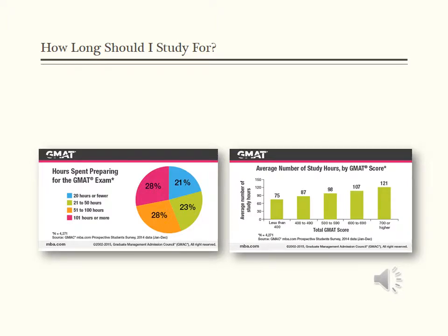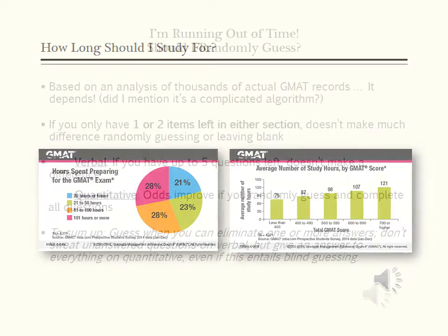Another important factor to consider as part of your preparation is the amount of time you study. Below you will see a chart from the Graduate Management Admission Council tracking the hours spent preparing for the GMAT and the average number of study hours by GMAT score. You can see a positive trend from the chart on the right that the more time you dedicate to thoughtful study for the GMAT, the more likely you are to receive a higher score.